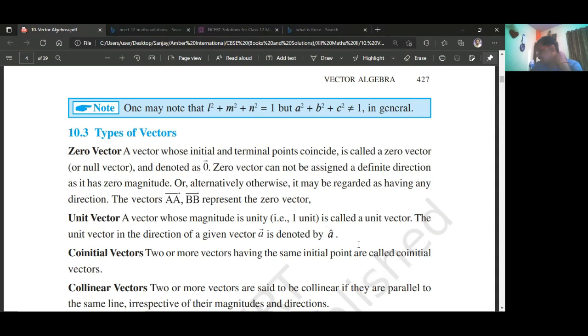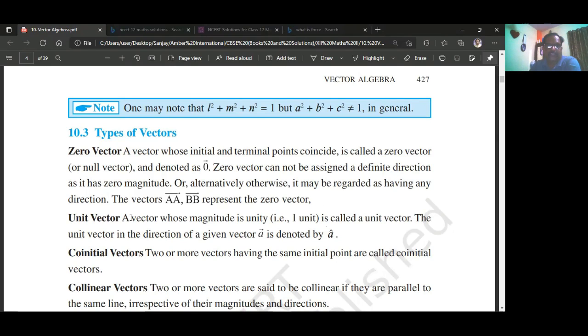Magnitude 0 means the displacement, the distance between initial and terminal point, is 0. So that is nothing but simply a point which is denoted by two different names. That is simply a zero vector, whose initial and terminal points coincide, the same point with two different names. So a zero vector cannot be assigned a definite direction as it has zero magnitude, or alternately we can say it may be regarded as having any direction. The vectors a bar, b bar, and so on may represent the zero vector.